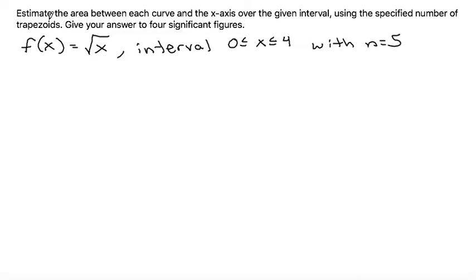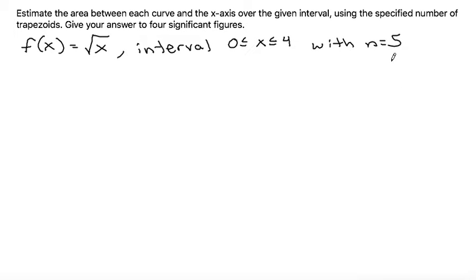Here I have a problem that says estimate the area between each curve and the x-axis over the given interval using the specified number of trapezoids. Give your answer to four significant figures. So our function is the square root of x, and we're looking on an interval from 0 to 4 with n equal to 5.